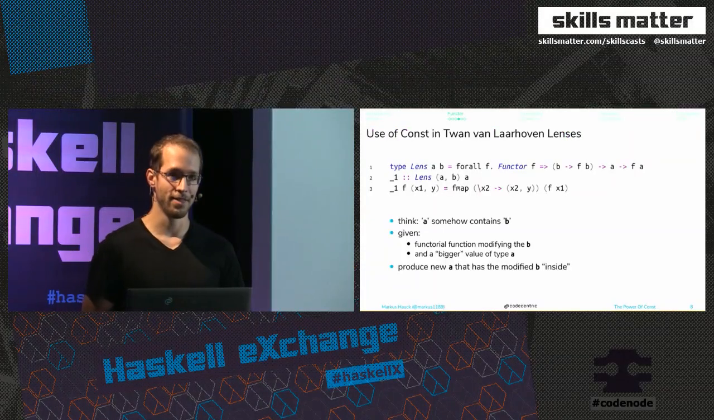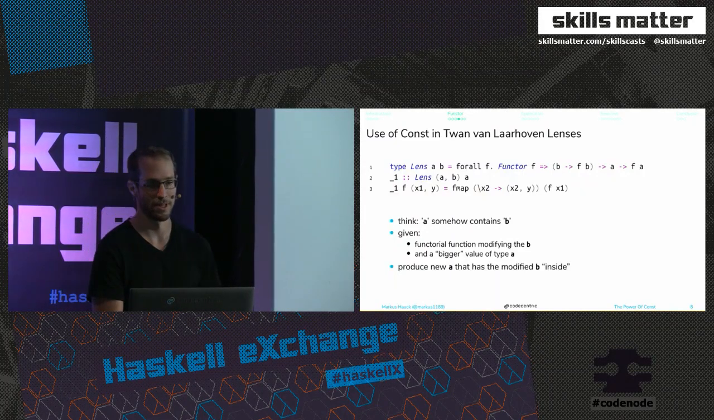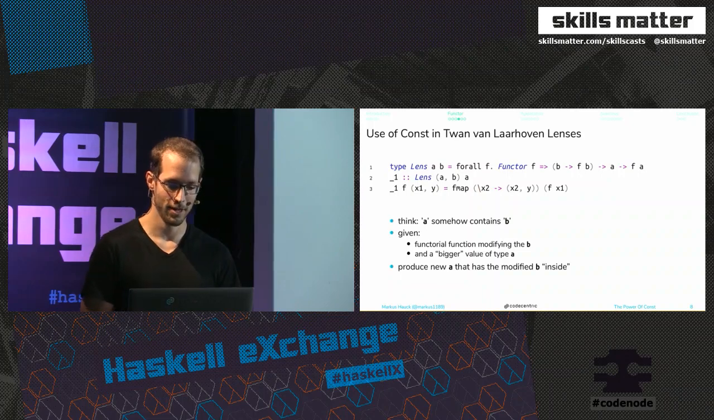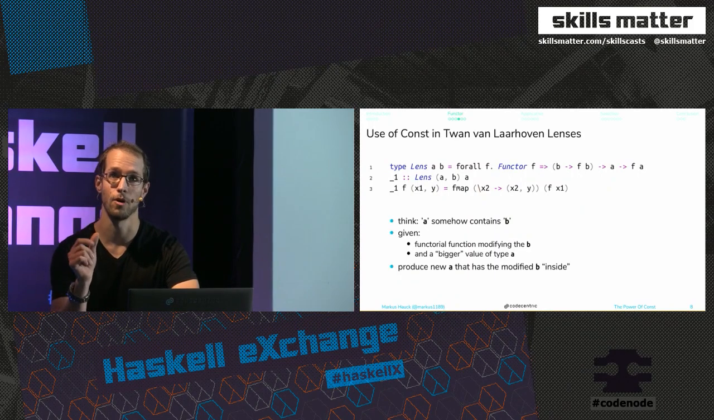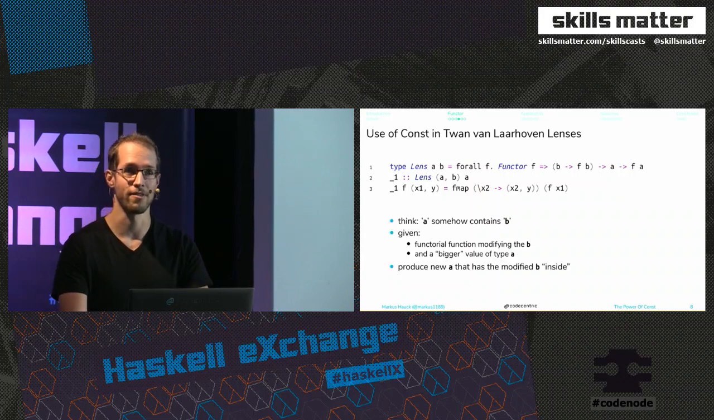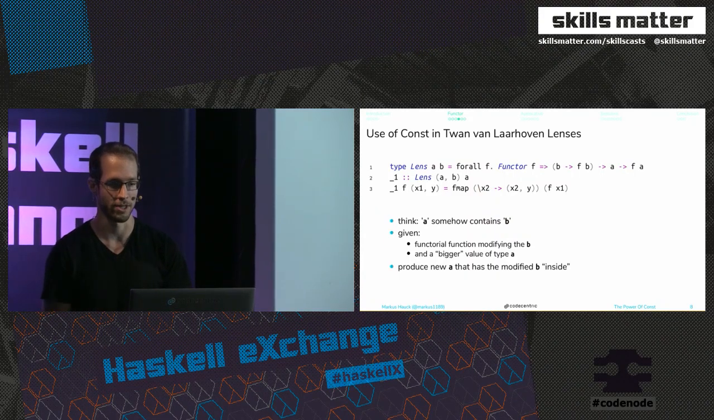And let's define the _1 lens, which gets out the first component of a tuple. So what we do is we fmap over the tuple, we apply the f to the first component, and then we wrap it back up with the second one. So the second one, the y, is never changed, but the first one is put through this f function.